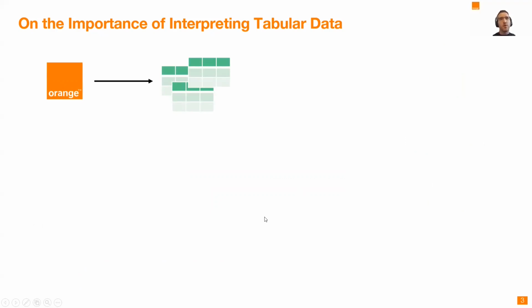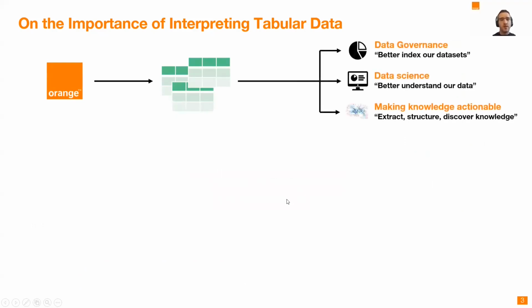Tabular data can power a large number of use cases, and with the DAGOBAH project, we are targeting 3 application areas. The first one is data governance to boost the capabilities of indexing tools with semantics. The second application area is data science, where the objective is to take advantage of semantic annotation to reconcile and enrich data.